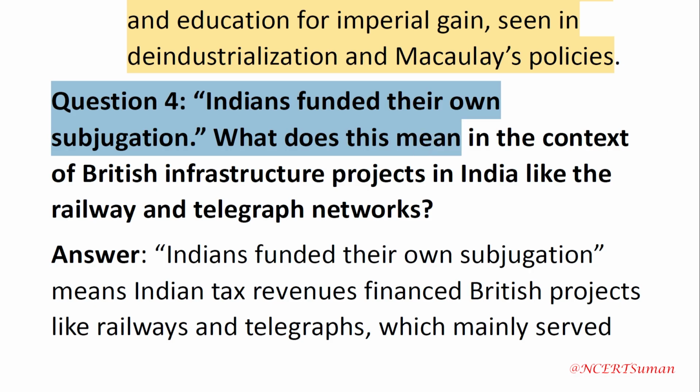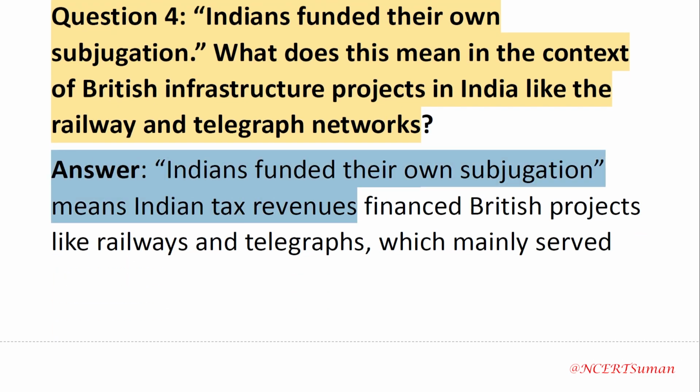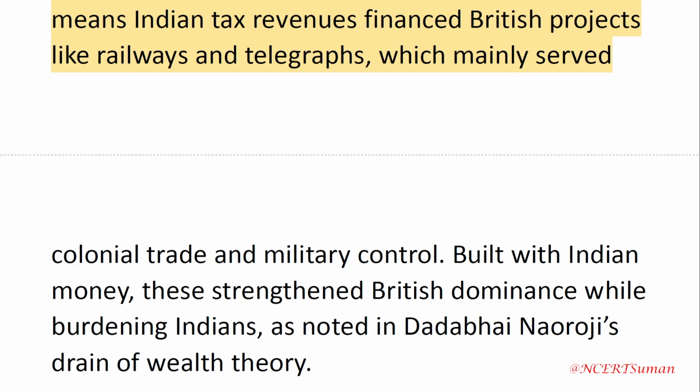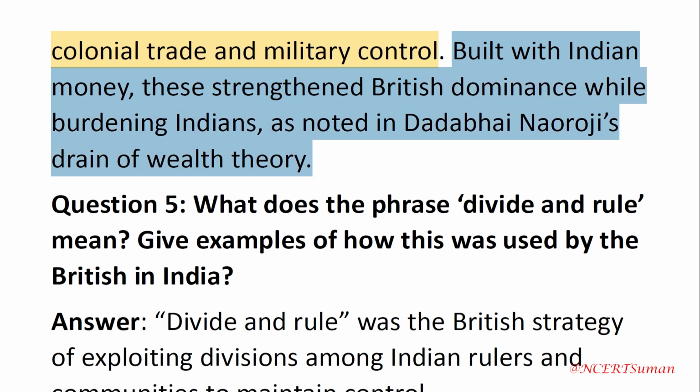Question 4. Indians funded their own subjugation. What does this mean in the context of British infrastructure projects in India, like the railway and telegraph networks? Answer. Indians funded their own subjugation means Indian tax revenues financed British projects like railways and telegraphs, which mainly served colonial trade and military control. Built with Indian money, these strengthened British dominance while burdening Indians, as noted in Dadabhai Naoroji's drain of wealth theory.